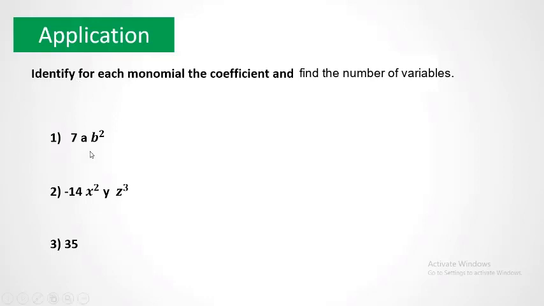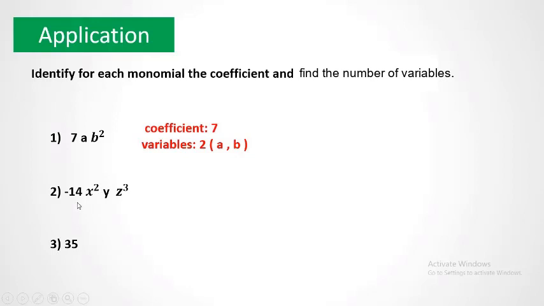Did you find the coefficient of the first monomial? The coefficient is the numerical part. Then look at the numerical part in this monomial. It is 7. So the coefficient of this monomial is 7. And the number of variables, how many variables do we have here? We have 2 variables. So the answer is the coefficient is 7 and the variables are 2, a and b.